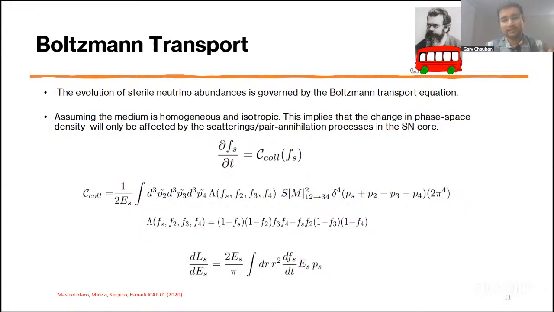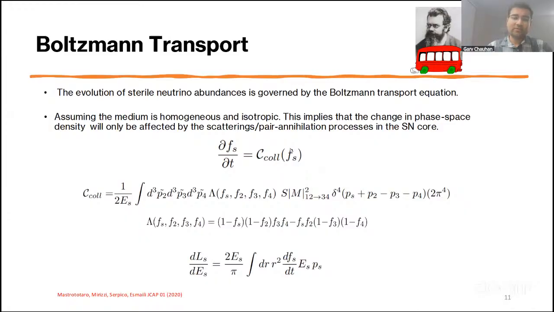So the abundance evolution is governed by the Boltzmann transport equation. In the case that you do not have any absorption, once the sterile neutrino is produced, it just leaves the star immediately. That's the assumption because the couplings are very feeble. So the only change in the phase space comes from the scattering. Once in the scattering they're produced, they just leave.